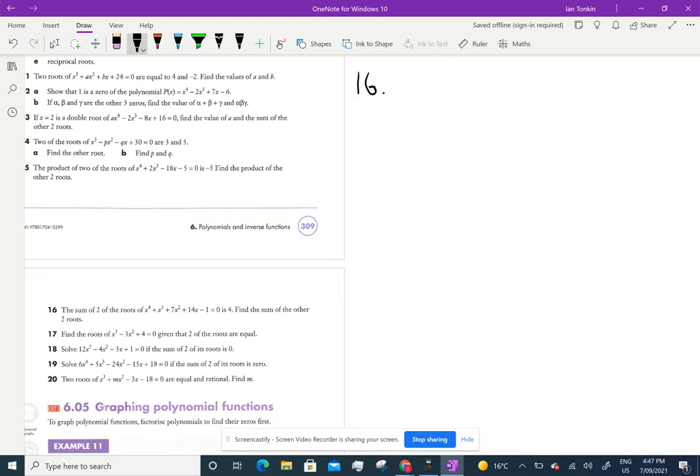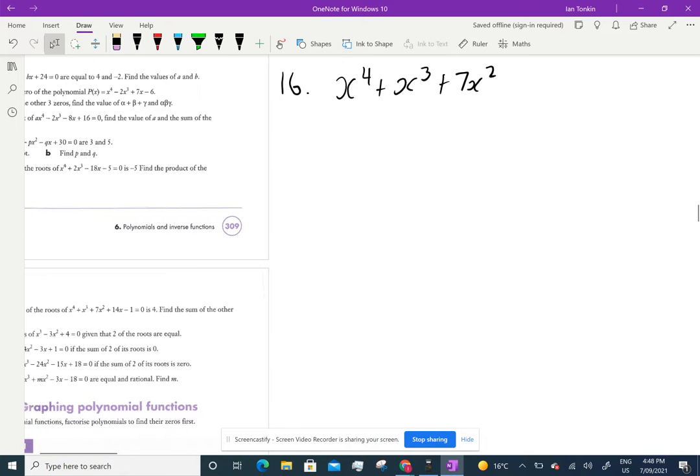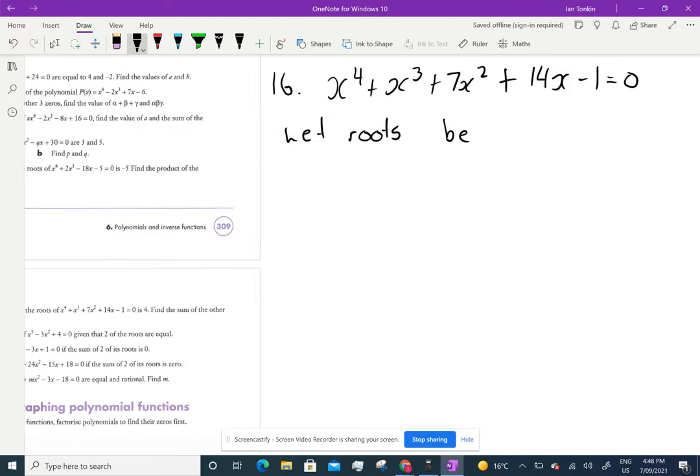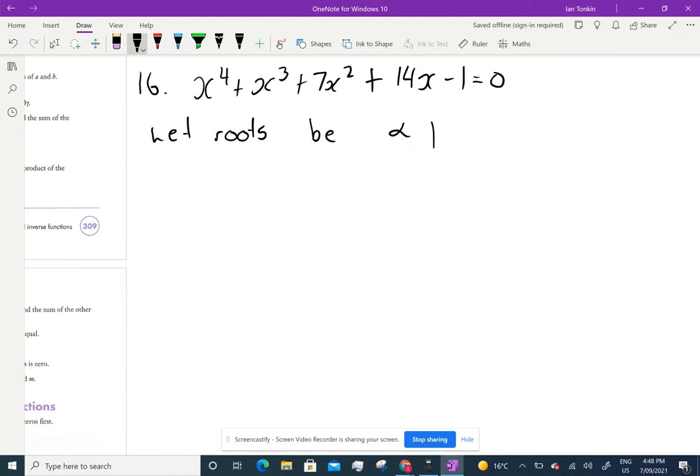So here I have an equation which is x to the 4, a polynomial, plus x cubed, plus 7x squared, plus 14x, minus 1 equals 0. So I'm just going to let the roots be alpha, beta, gamma, and delta.